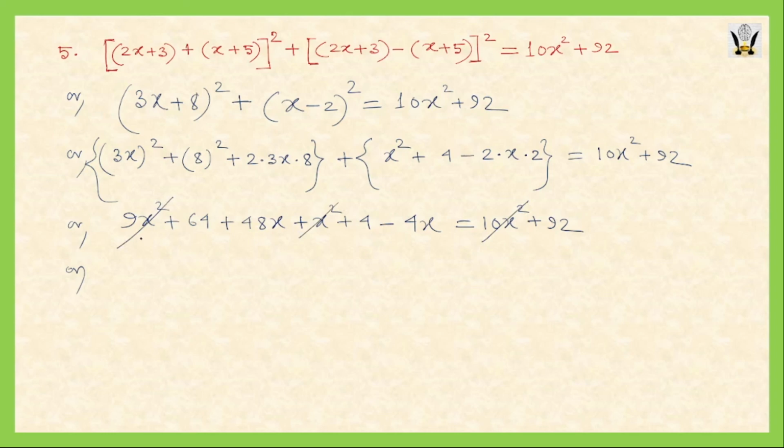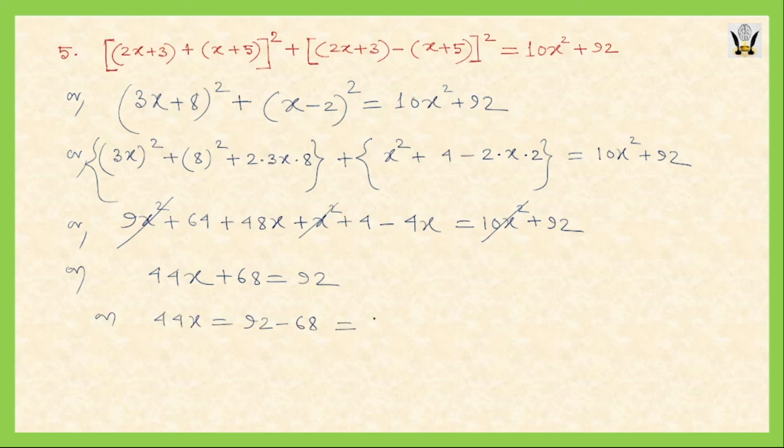So in the final or modified equation we have only x terms. So this is a linear equation. 48x minus 4x will be 44x, and then 64 plus 4 will be 68, plus 68, and on the right side we have 92. So 44x will be equal to 92 minus 68.